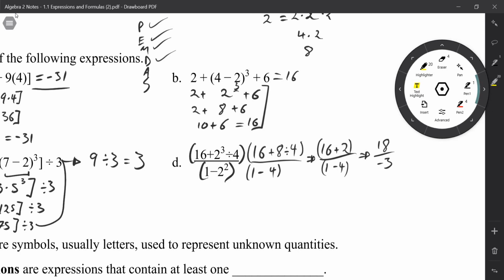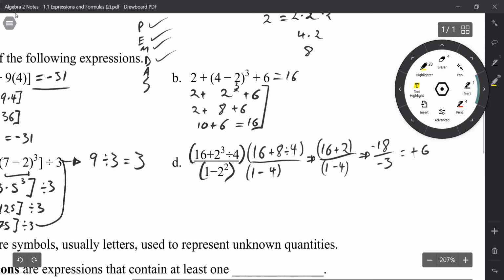And 18 over negative 3 is going to give us negative 6. Remember, if there's two negatives, if it was negative 18 over negative 3, that would give us positive 6. If it was negative 18 over 3, that would give us negative 6. But if there are two negatives, that's going to give us a positive. That's not the case here. We're dealing with 18 over negative 3, so that's going to give us a negative number, in this case, negative 6.